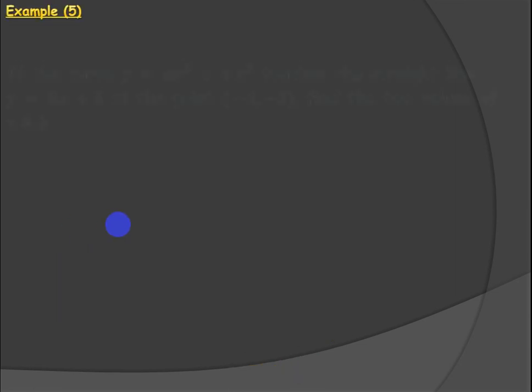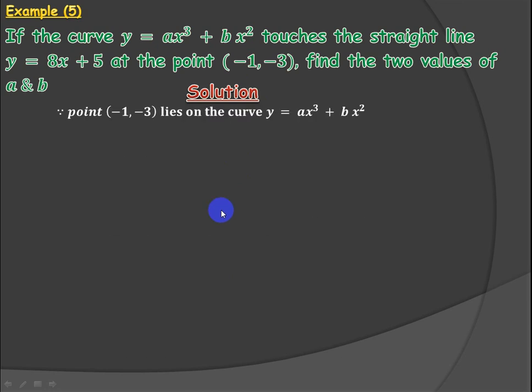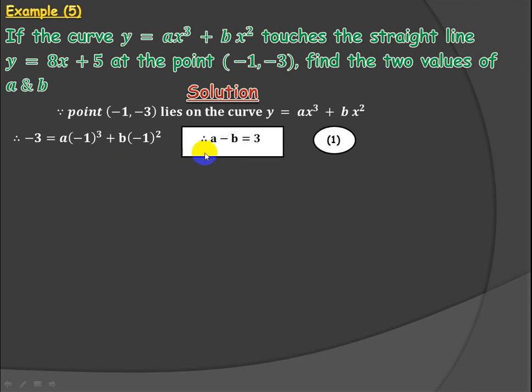Example number 5. If the curve y equals ax cubed plus bx squared touches the straight line y equals 8x plus 5 at the point negative 1, negative 3, find the two values of a and b. So this point negative 1, negative 3 satisfies the equation of the curve. I will substitute it in the equation of the curve. So negative 3 equals a times negative 1 to the power 3 plus b times negative 1 squared. After simplifying it, the equation is a minus b equals 3. This is equation number 1.